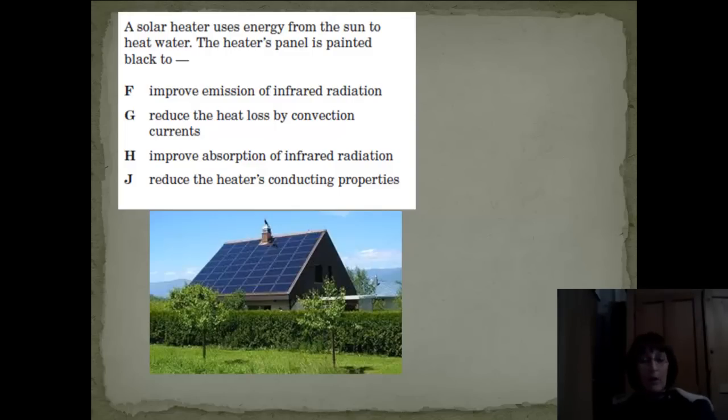There you go. You want to paint it black to absorb more energy. Absorb more infrared radiation, that's a type of energy. So letter H, we paint it black so it absorbs more energy. It's going to absorb all the colors: red, orange, yellow, green, blue, indigo, and violet. It's taking in more energy, so you're going to be able to convert more of that energy into a usable form of energy rather than just light or radiant energy.